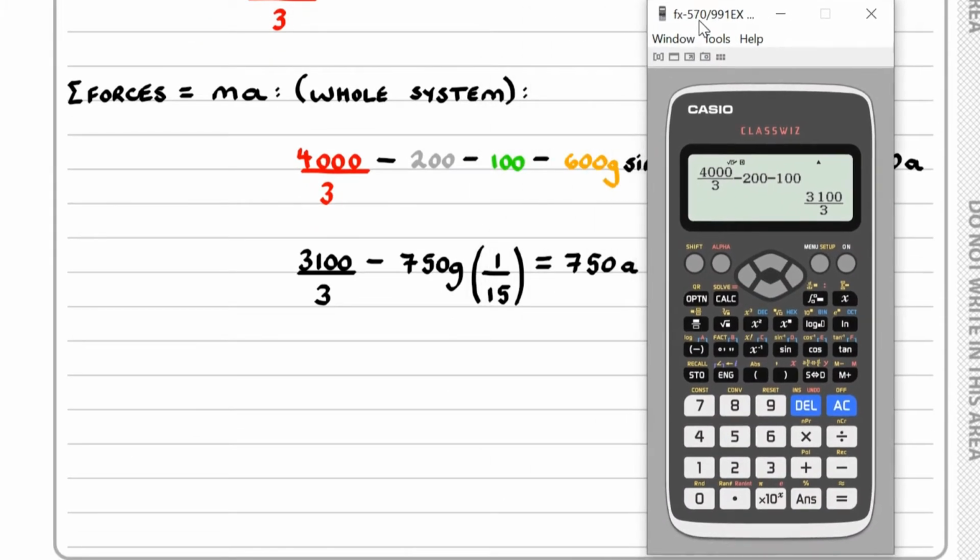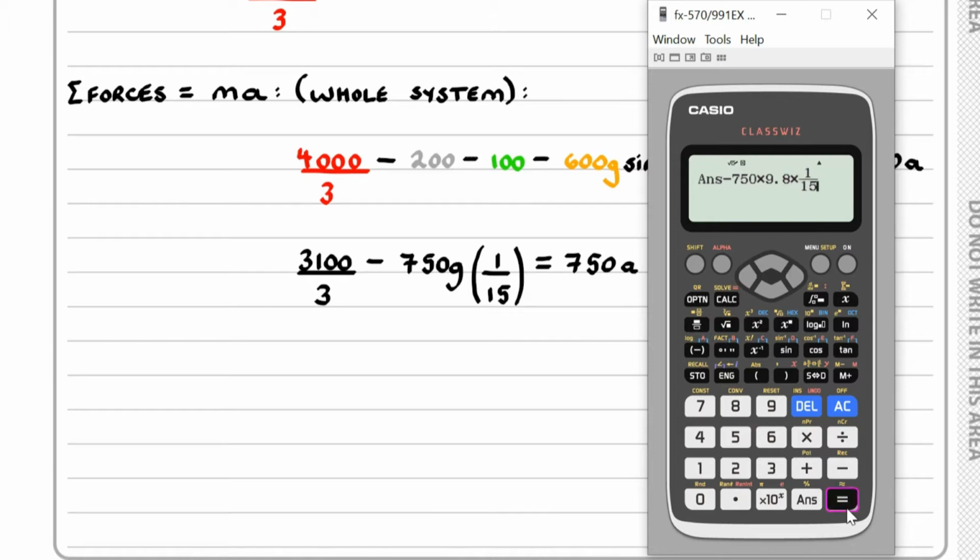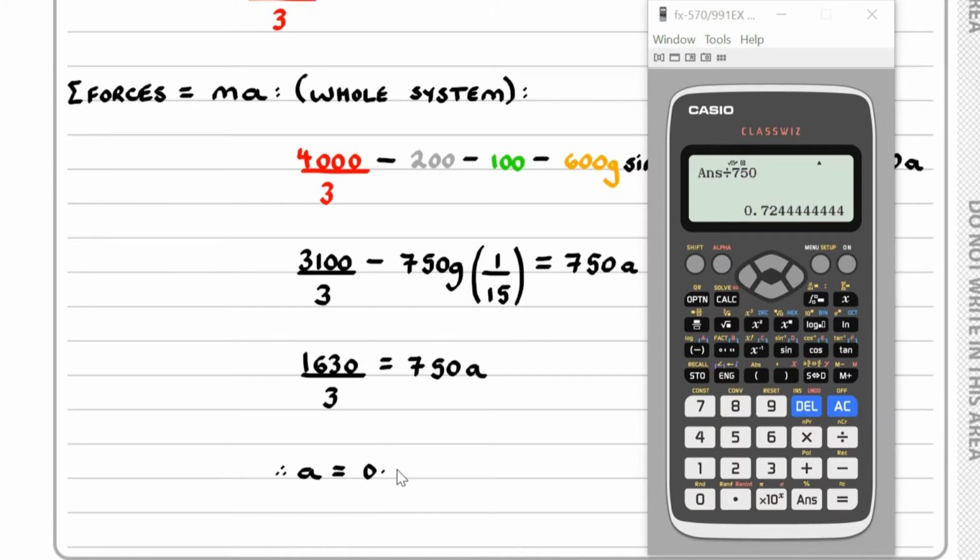So I need to take away 750 times 9.8 times 1 over 15. So we end up with 1,630 over 3, which is equal to 750 A. And from this we can conclude the value of A is equal to, well, if I divide this by 750, we would get 0.724, etc. meters per second squared.